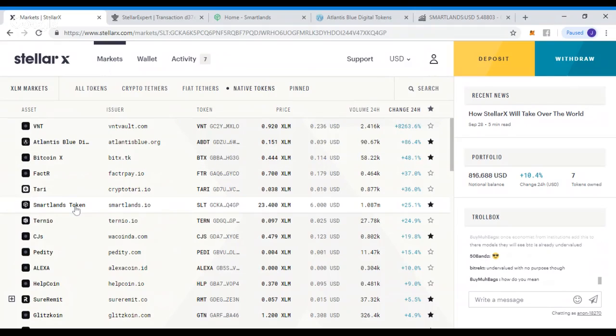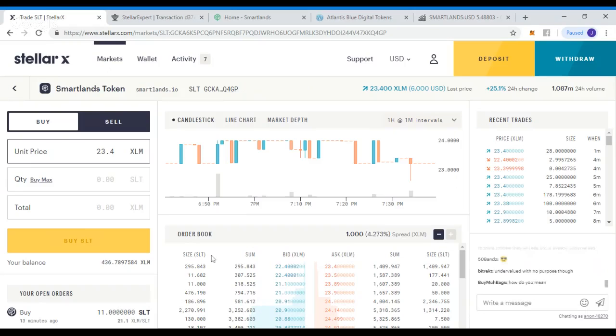What we're gonna do is head over here to Smartlands token. And I'm just gonna buy one just to show you how easy it is to utilize this platform. So right now you have the bids and the ask. These are the people that have XLM that are trying to purchase Smartlands token.